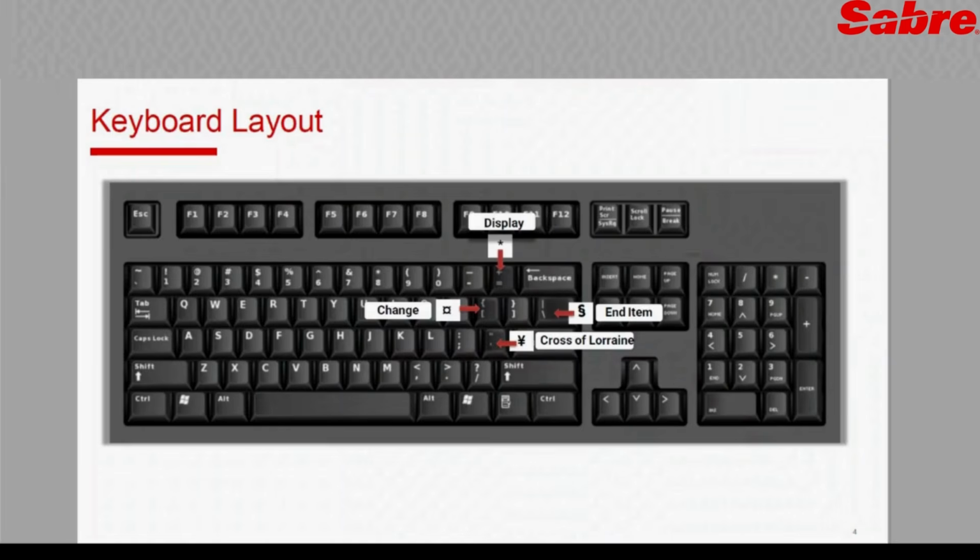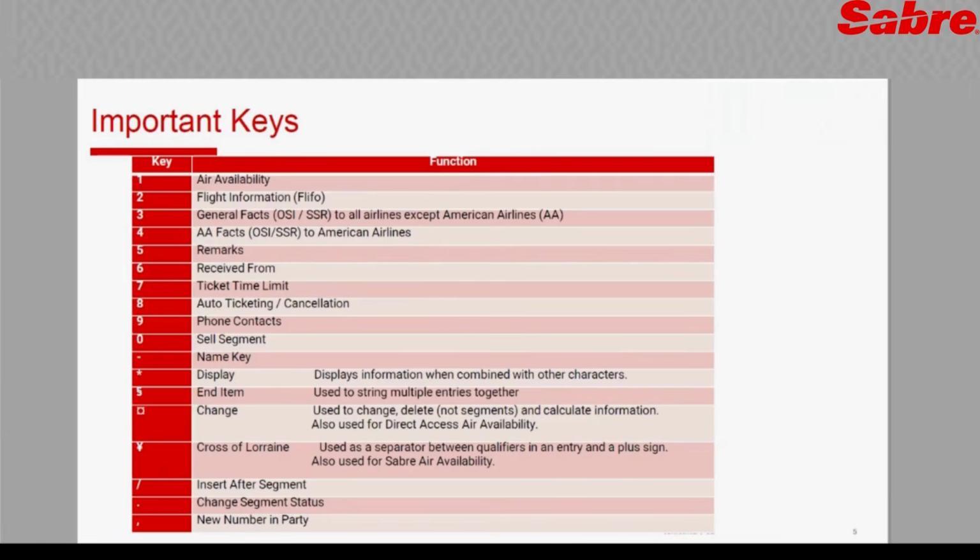Change key is used to modify or delete segments, and to calculate information. Also used for direct access error availability. End item key is used to combine multiple entries. Display key displays information when combined with other characters. This is the list of important keys we will use to create PNR in Sabre.